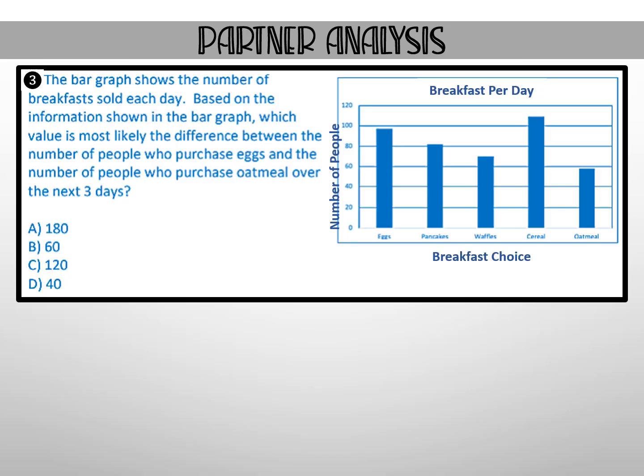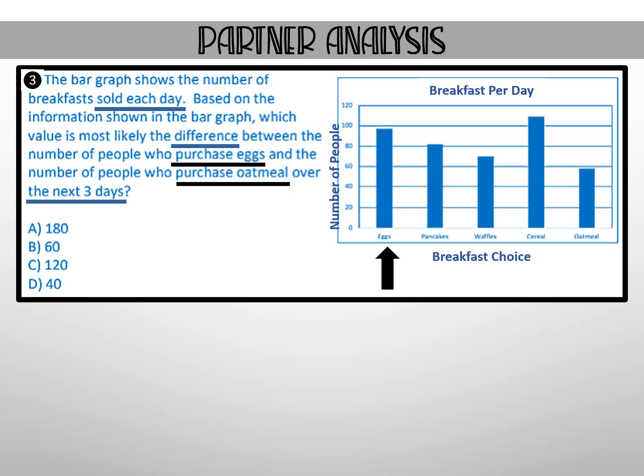The bar graph shows the number of breakfasts sold each day. Based on the information shown in the bar graph, which value is most likely the difference between the number of people who purchased eggs and the number of people who purchased oatmeal over the next 3 days? Okay, this is per day in the graph. We want to know over the next 3 days.